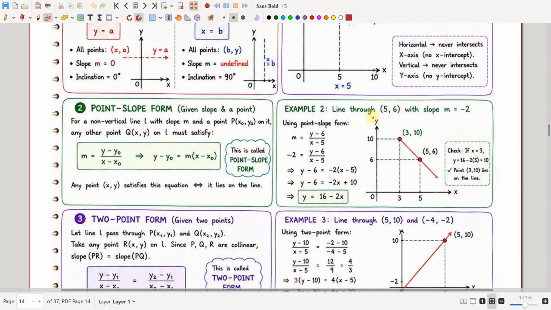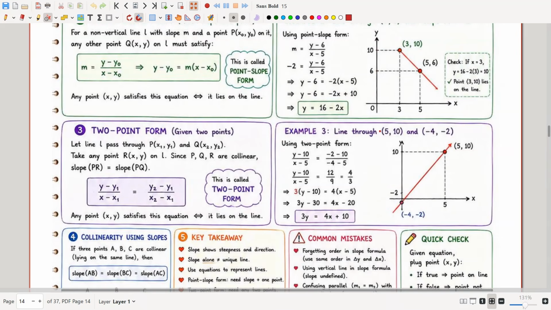See the example here. We are going to find the line through 5 comma 6 with the slope m equal to minus 2. So m is given, and P of x naught comma y naught is also given. So I can use the point slope formula, which implies y minus 6 is equal to minus 2 into x minus 5. So y minus 6 is equal to minus 2x plus 10, and bringing the 6 over, y is equal to 16 minus 2x. This is the equation for this line.